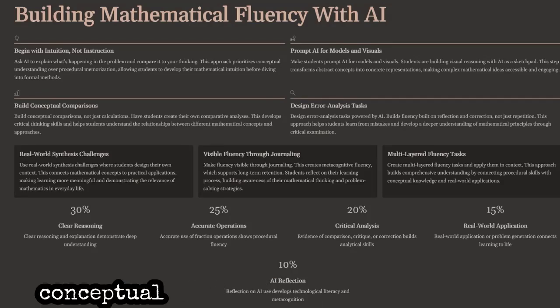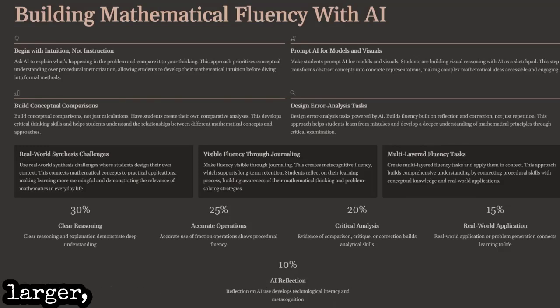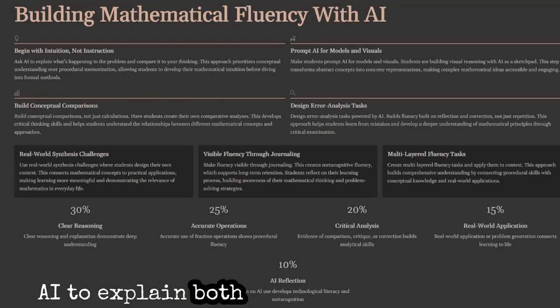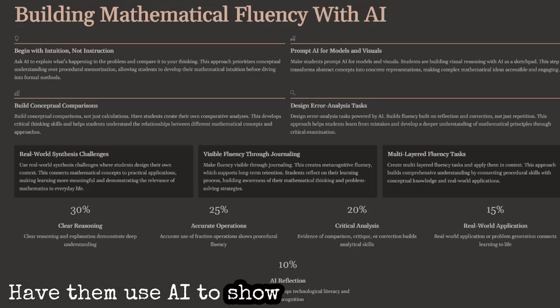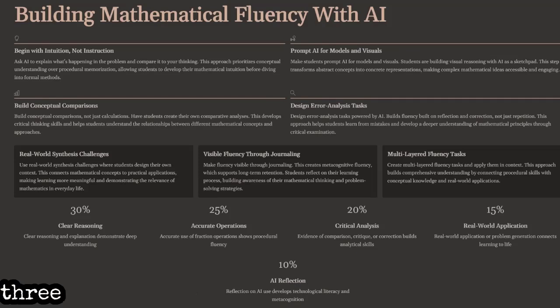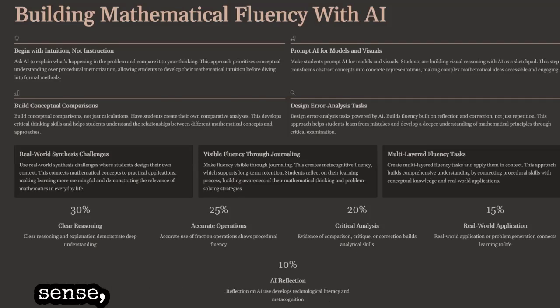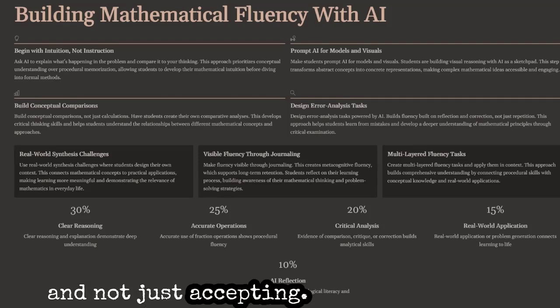Then you can help build conceptual comparisons, not just calculations. So instead of adding 1/4 plus 1/3, you can try first which is larger, 2/5 or 1/2. Then you can have them ask AI to explain both sides. And you can ask them, do they agree? And have them use AI to show 3 different ways to compare 3/4 and 7/10. Then ask AI to explain which explanation made the most sense, and then ask them, can they create their own? Now they're analyzing and not just accepting.